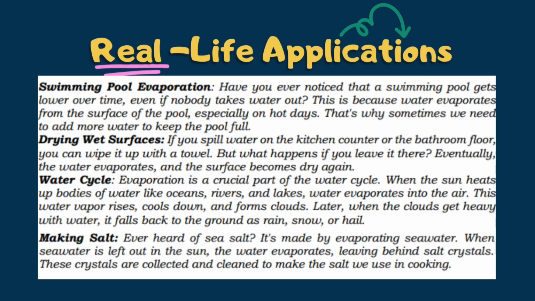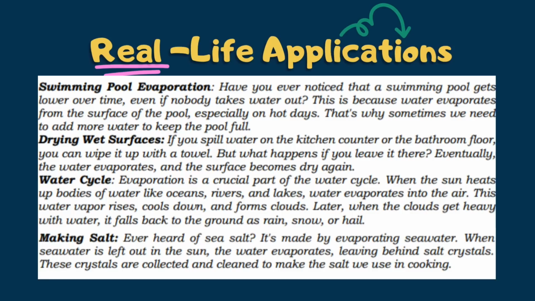Water cycle. We all know that evaporation is a crucial part of the water cycle. When the sun heats up bodies of water like oceans, rivers, and lakes, water evaporates into the air. This water vapor rises, cools down, and forms clouds. Later, when the clouds get heavy with water, it falls back to the ground as rain, snow, or hail.